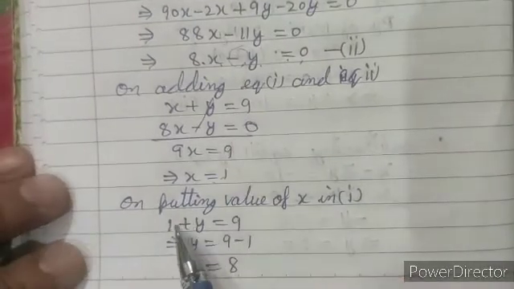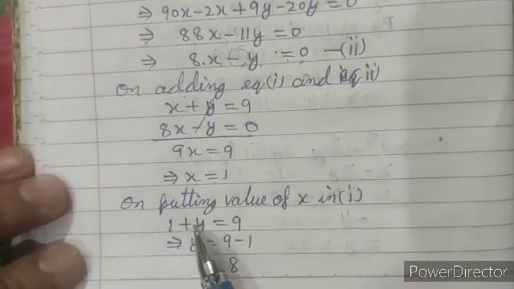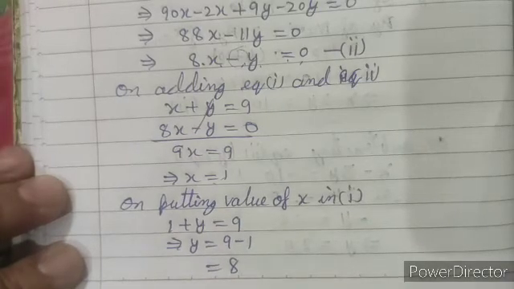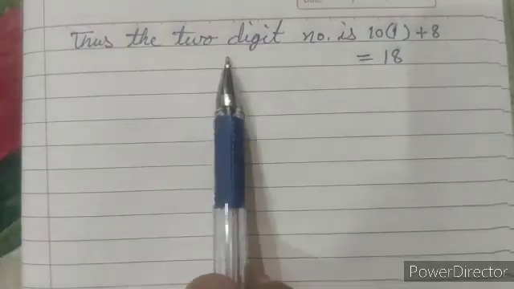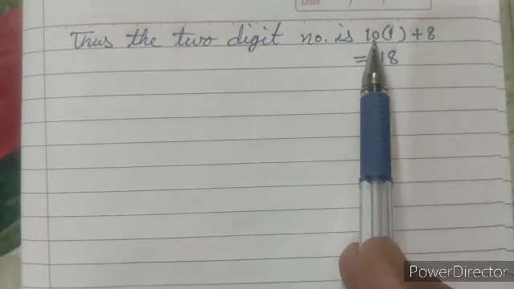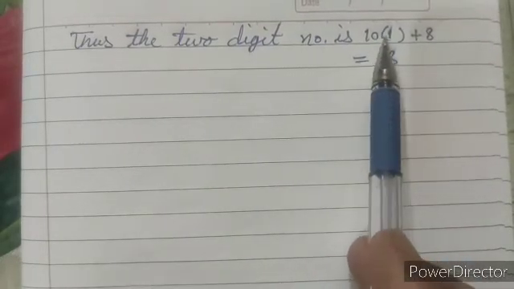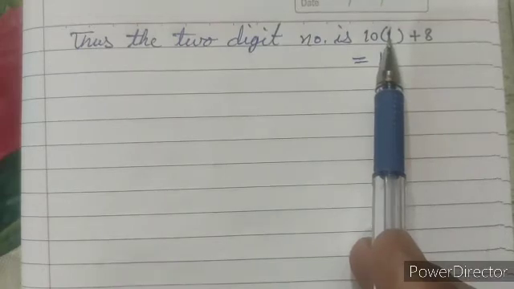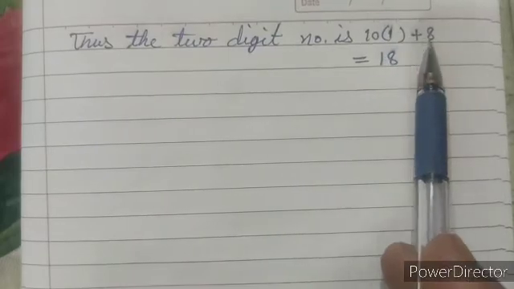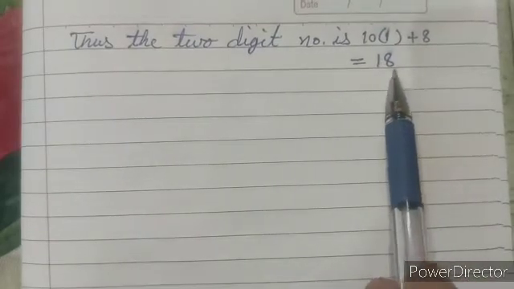Now we can put this value of x in equation first to find out the value of y. x plus y equal to 9 was our first equation. So in place of x we will take 1, 1 plus y equal to 9, and that is giving us y equal to 8. Thus the two-digit number we have taken was 10x plus y, and the value of x is 1 and the value of y is 8. So it will be 10 into 1 plus 8, and that is equal to 18.